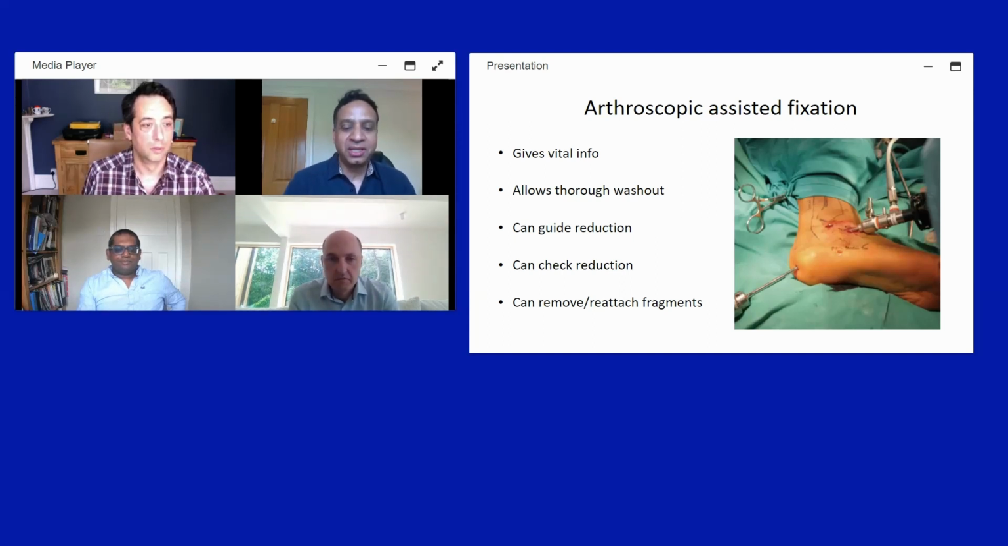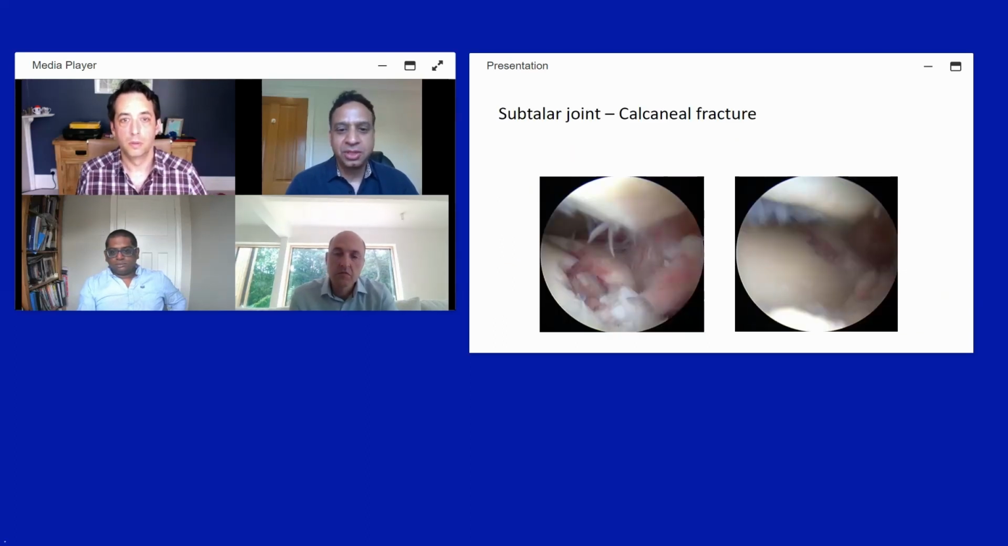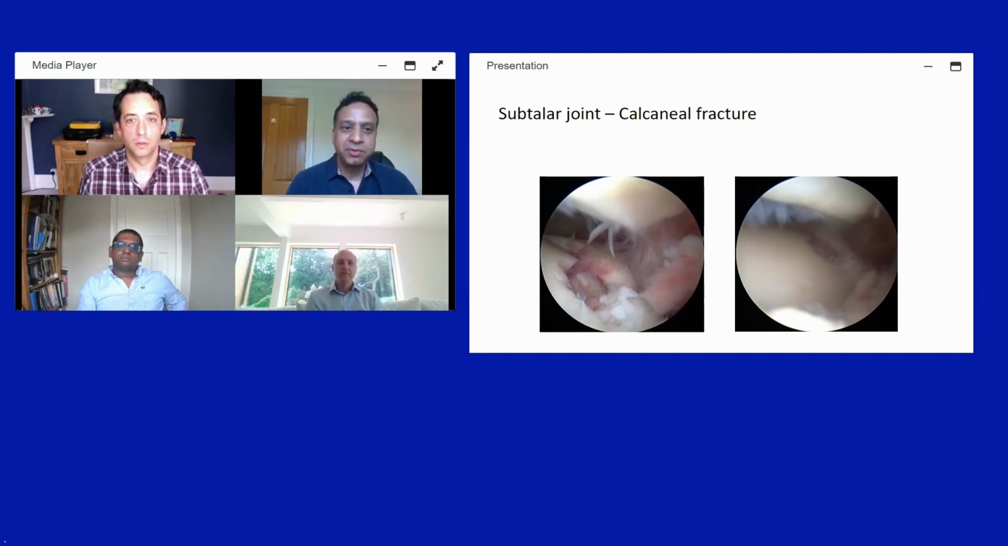But if we look at the next one, please. So there is advantage to look at the fragment. You can wash out the joint, any debris, etc. And you can also quantify sometimes the amount of damage the joint surface has had. So even if it looks great on the X-ray, the chondral defect at the start is definitely going to lead to some subtalar changes subsequently. Next one, please.